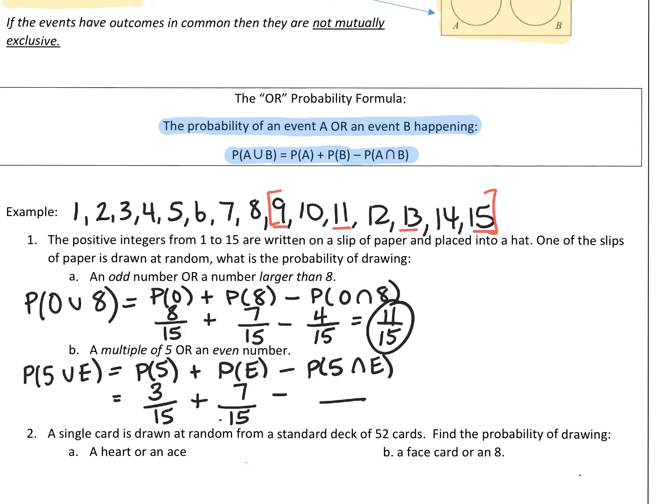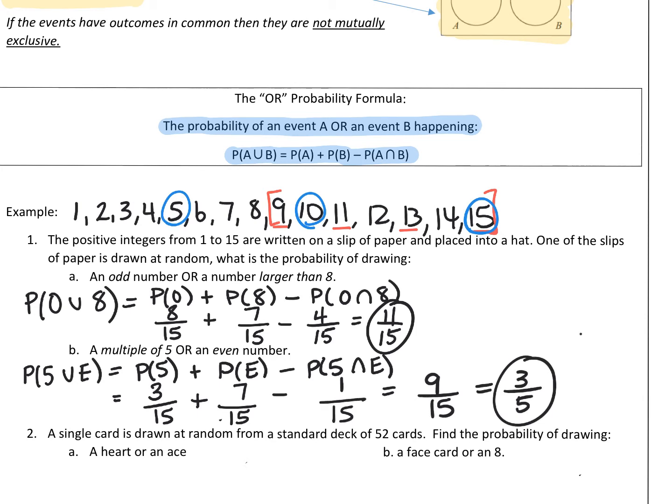That is 1, 2, 3, 4, 5, 6, 7 of them. Now, this last one, the probability that it's a multiple of 5 and it's even. Our multiples of 5 are 5, 10, and 15. How many of those are also even? One of them. I would have counted that one twice, so I need to subtract it out. So 3 plus 7 is 10, take away 1 is 9, so I have 9/15. Remember, we always have to reduce our fractions, so this will become 3/5.